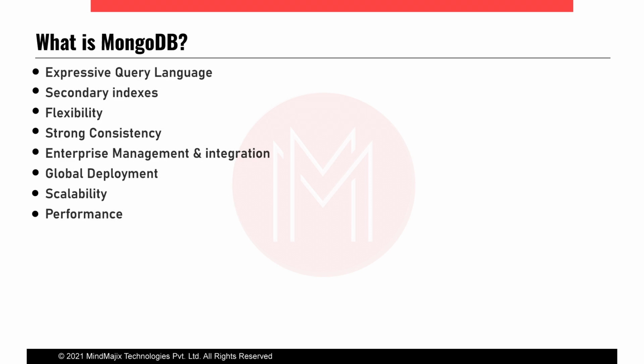Next is scalability. We know that MongoDB is basically a huge database, so scalability is supported. A number of users can access the MongoDB database at the same time, and it supports storing a huge amount of data. That's what we call scalability, which is achieved horizontally as well as vertically in MongoDB.